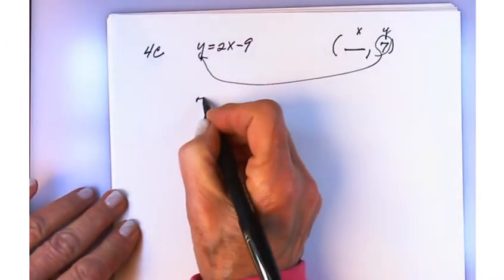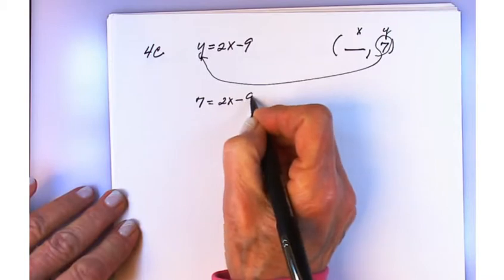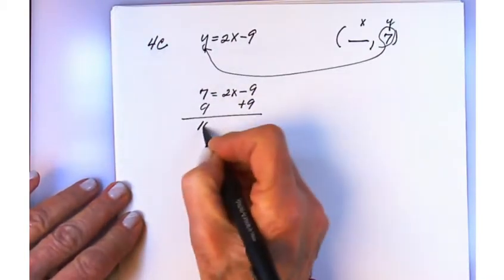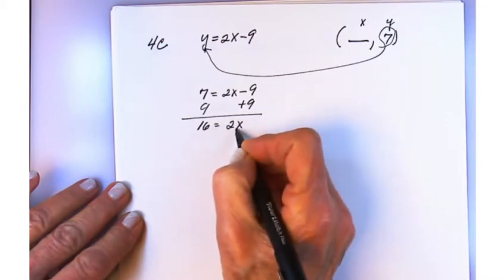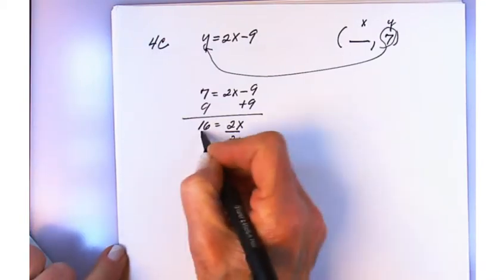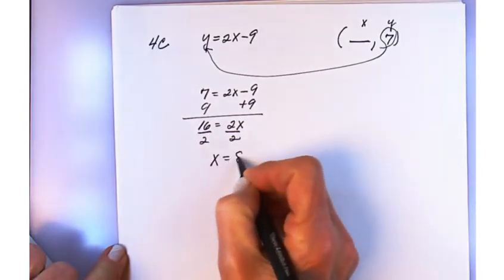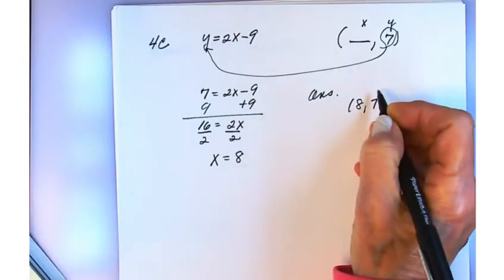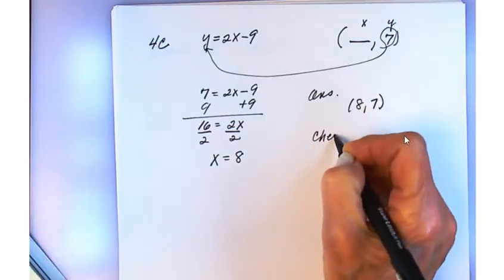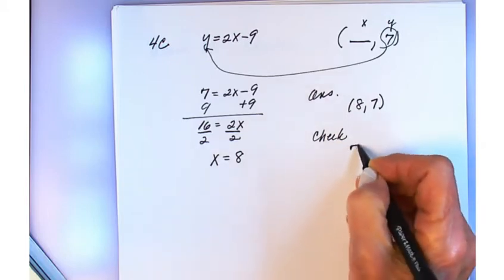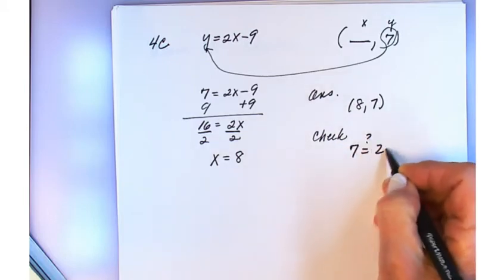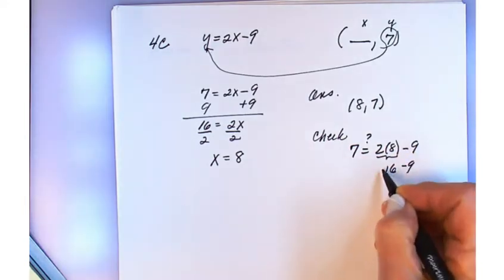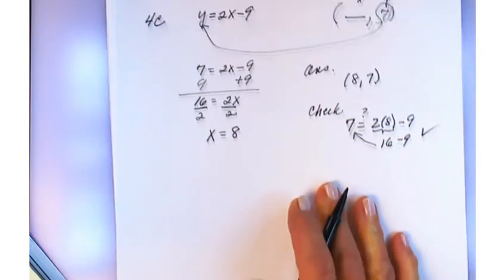And I get 7 equals 2x minus 9. I'm going to add 9 to each side. 16 equal to 2x. I always want 1x, everybody. So I'm going to get x equal to 8, and my answer is 8, 7. If I want to check my answer, I would say 7, does that equal 2 times 8 minus 9, 16 minus 9? Absolutely. It does equal 7.